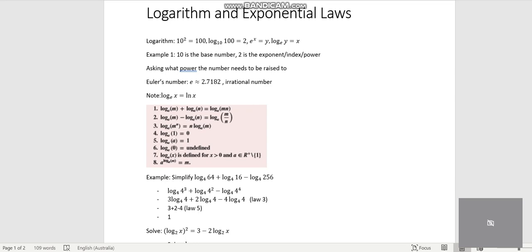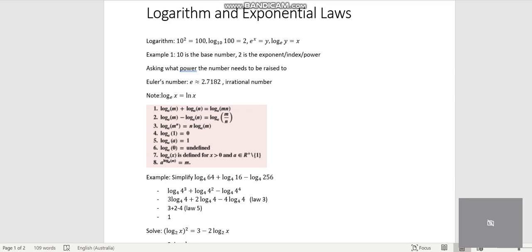So like in the second example, if e raised to x is y, then log e of y is x, that sort of thing. So in the first example, 10 is the base number, and 2 is the exponent, index, or power, or whatever term you use for it.